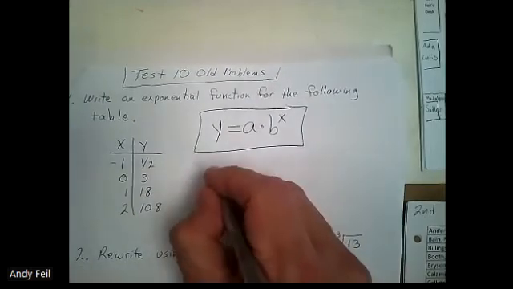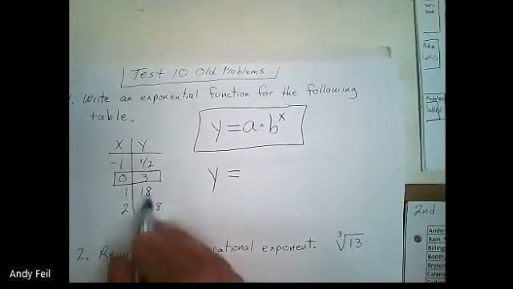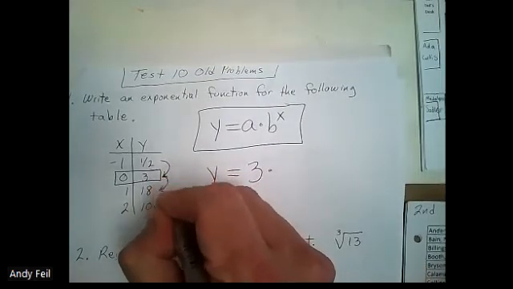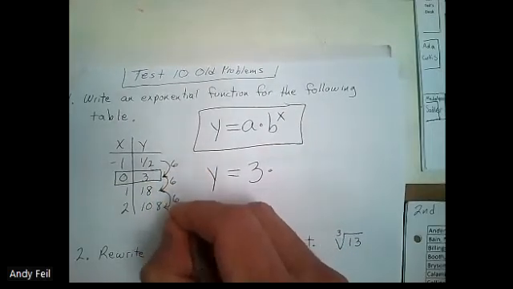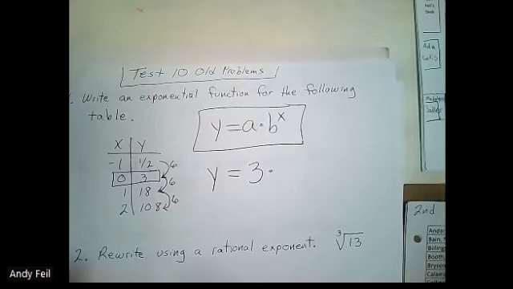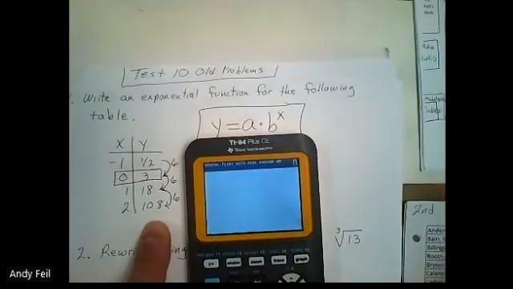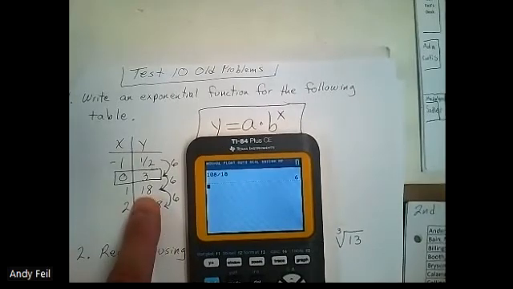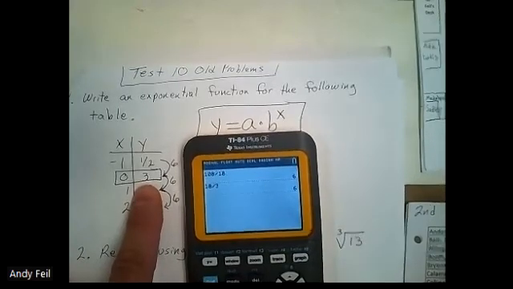So y equals, what's our starting point? What is y when x is 0? 3. And what are we multiplying by? How did you figure that out? What if you're not good at math and you don't know that it's 6? How could you use your calculator to help you figure out that each of those is a 6? 108 divided by 18, 6. What's 18 divided by 3? What's 3 divided by 1/2?